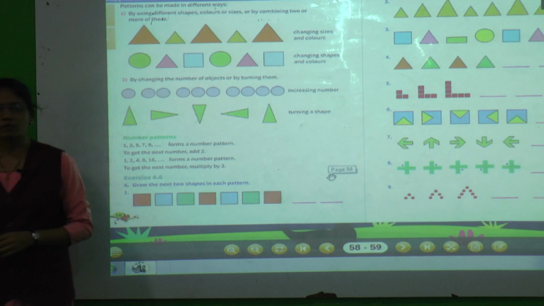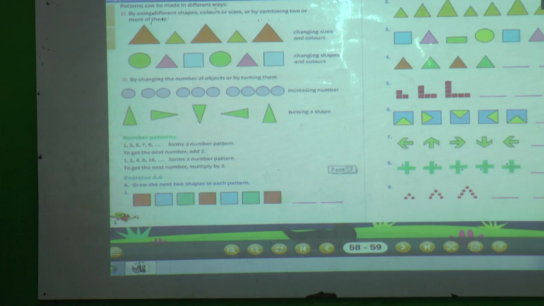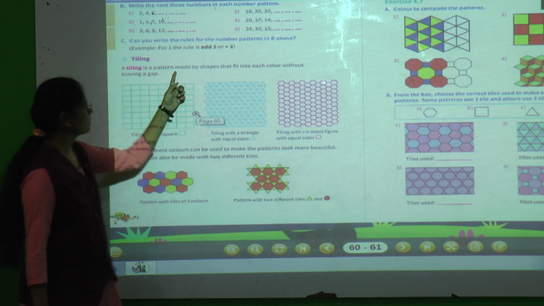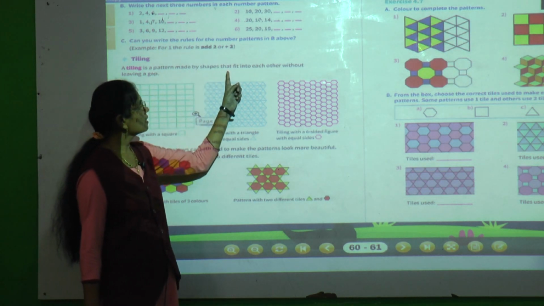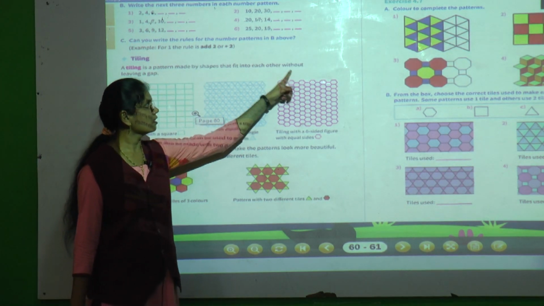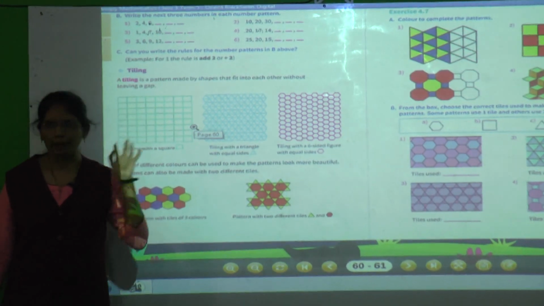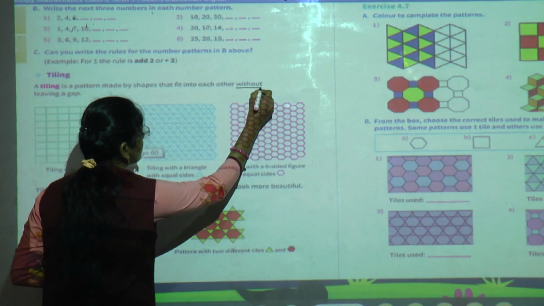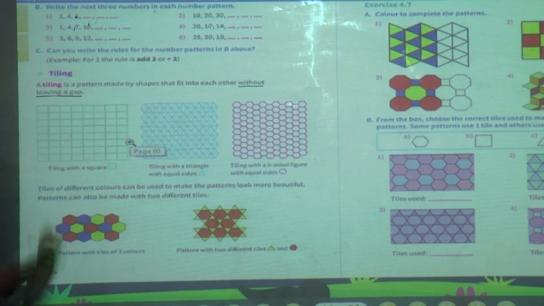Now today we are going to learn the new concept, that is a tiling. Now what is meant by tiling? See here, a tiling is a pattern made by shapes that fit into each other without leaving a gap. Now see this word, without leaving a gap. This is very important, without leaving a gap.